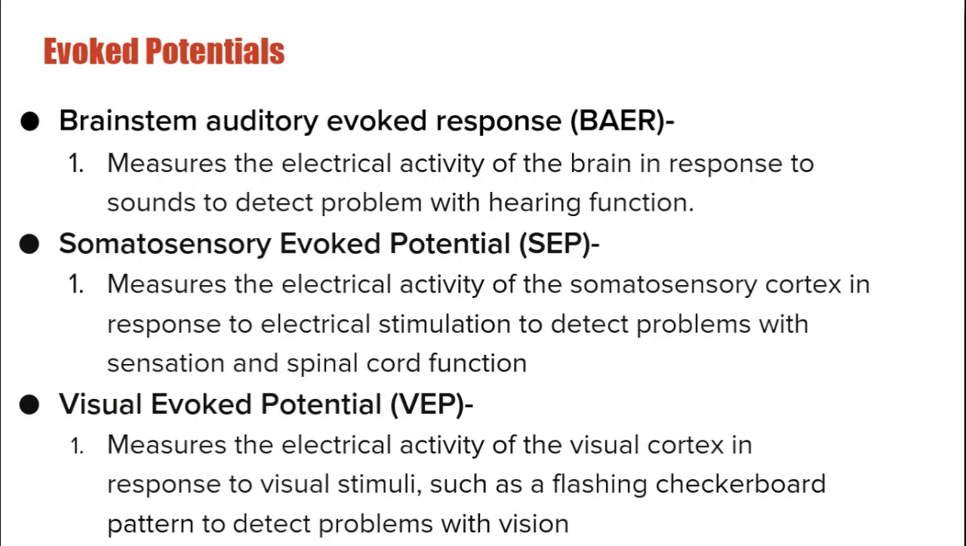And the third one is the visual evoked potential. In that case, we apply some visual stimulus, like a flashing checkerboard pattern on the screen. On the basis of that, our brain generates some electrical activity, and that electrical activity is helpful in detecting whether a person has a vision problem or not.